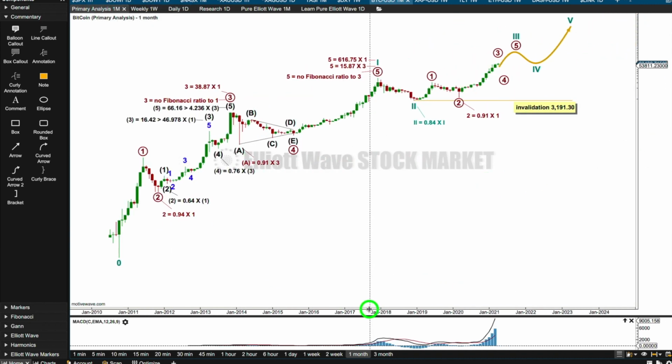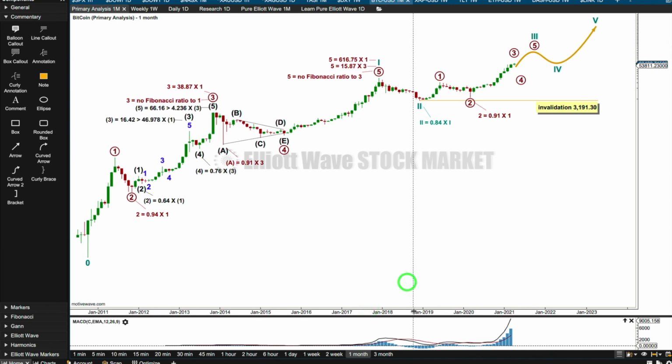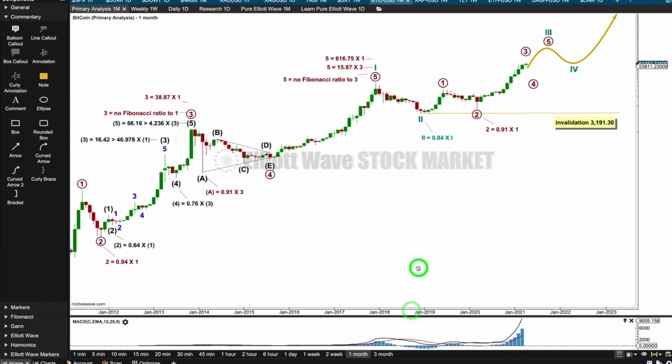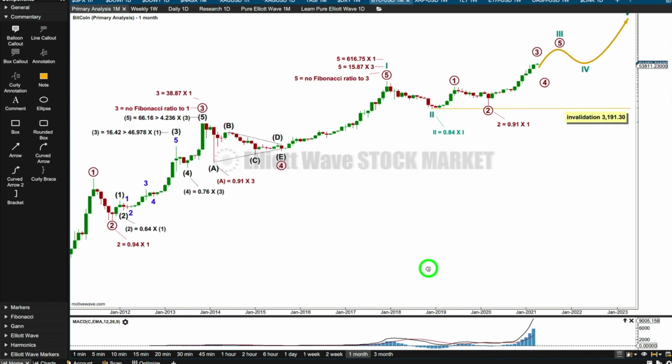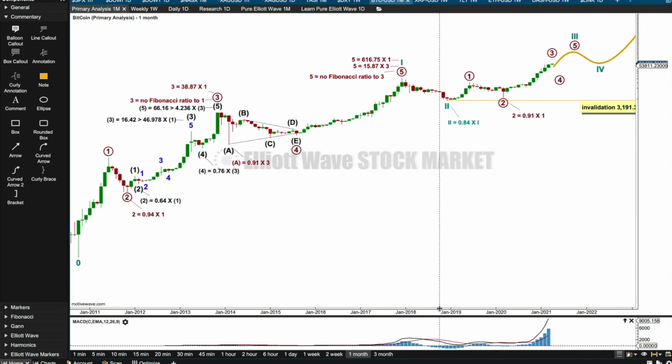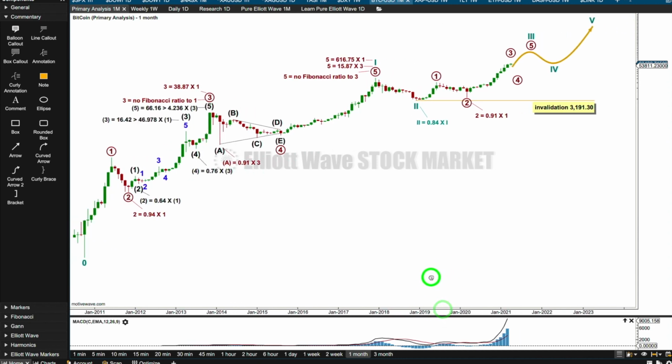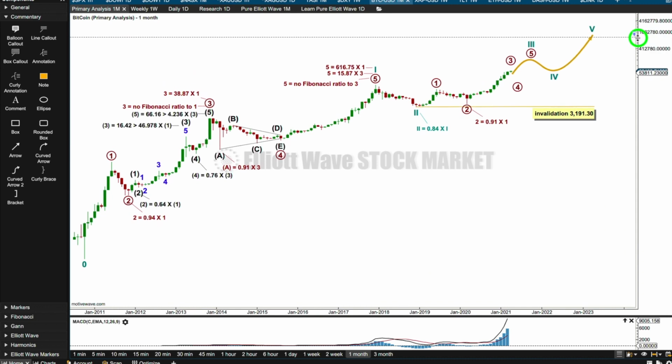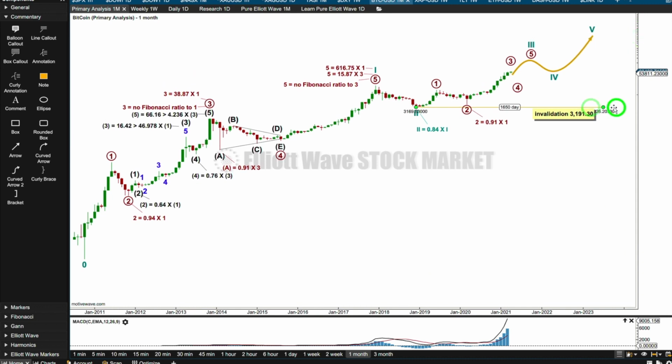Let's expand this out so that we're using the whole screen. This is my monthly analysis for Bitcoin. Squish it back in a little. How annoying. Just pull this down a little bit. I'm just going to pull this over and pull this arrow up. Yep, it's doing exactly as we expect.